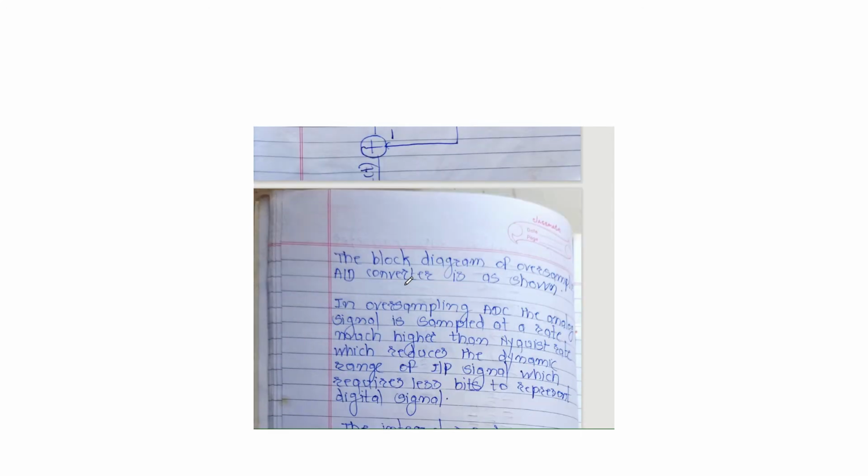So we will go for the explanation. This is basically a block diagram of oversampling A to D converter. In oversampling ADC, the analog signal is sampled at a rate which is much higher than the Nyquist rate, which reduces the dynamic range of the input signal. So the dynamic range of the input signal is reduced because of the high sampling rate. Okay. So the input signal requires fewer bits to represent the digital signal.